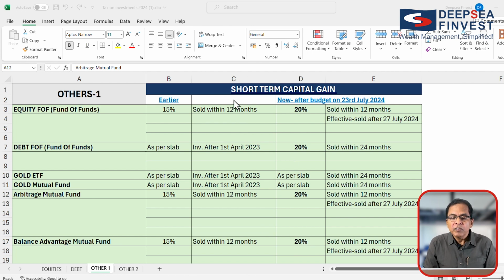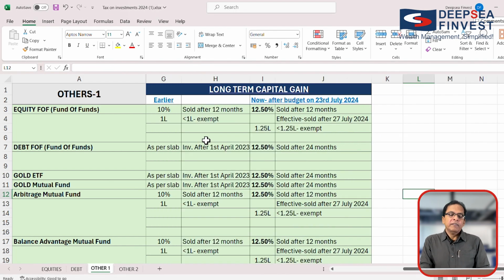Here we talked about the short-term capital gain taxation. Now we'll go to the long-term taxation. Here we'll talk about the long-term capital gains. In equity FOF, earlier it was taxed at the rate of 10%. Now the rate has increased from 10 to 12.5% if sold after 12 months. And this is effective if you sell your instruments after 27 July 2024. Again, like equity, the exemption limit has been increased from 1 lakh to 1.2 lakh.